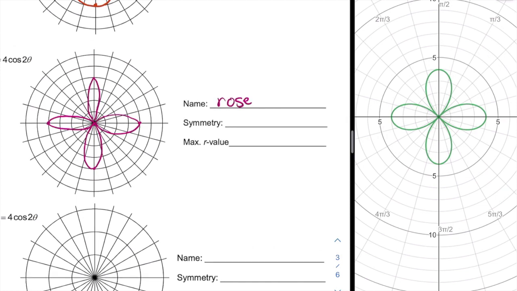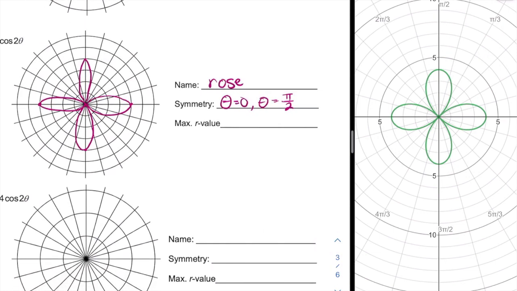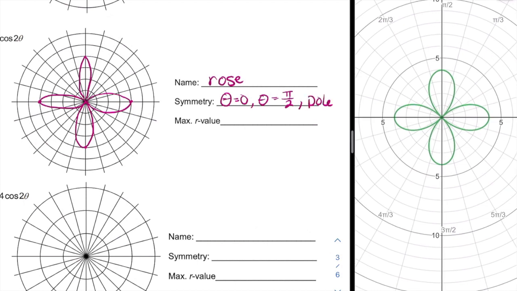So this is a polar graph of a rose, and it actually has a lot of symmetry. So it's symmetrical over theta equals 0. It's also symmetrical over theta equals pi over 2. But yet we have yet to see that 180-degree rotational symmetry around the pole, and this has it. I could rotate it 180 degrees, and it would land on top of itself. And so this has 180-degree symmetry around the pole. I don't want to write that out. I don't think you do either. So we'll just say pole for that point. And its maximum r value is 4.